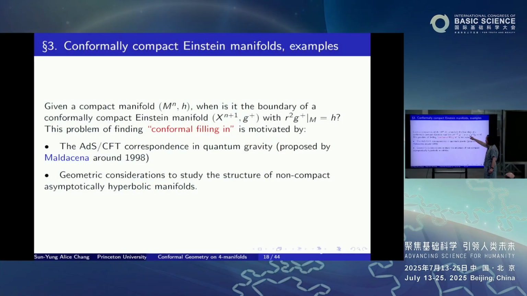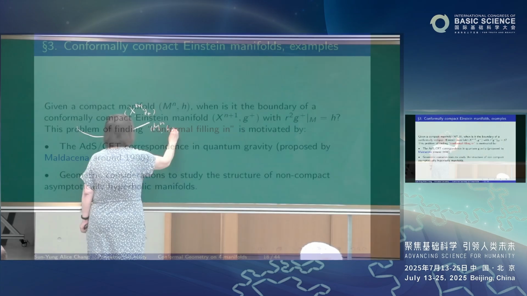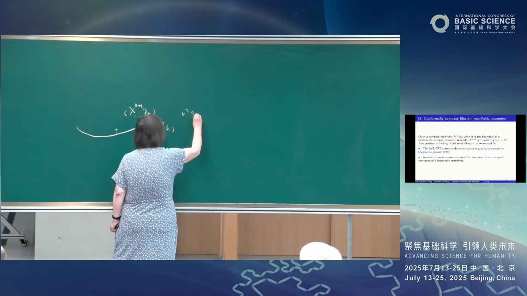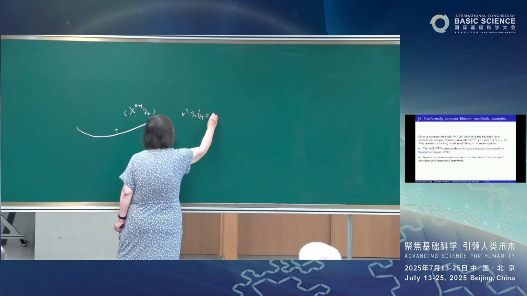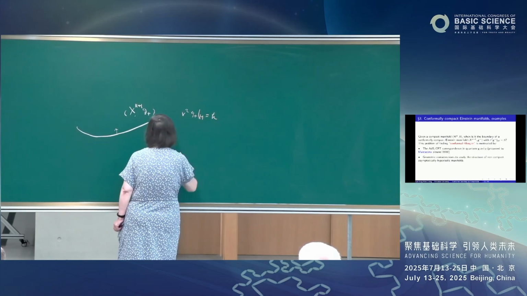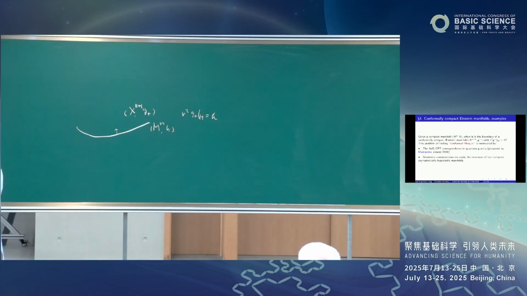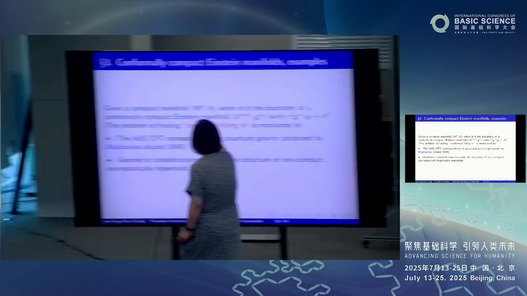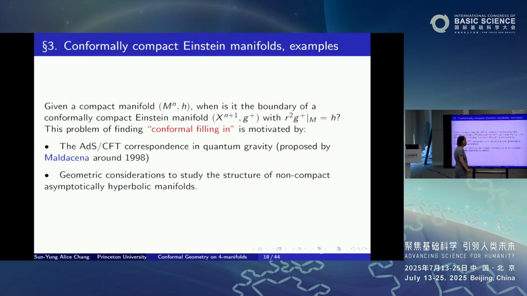And the relation is, if we look at some geodesic defining function or distance function r, then r squared g_+ restricted to M, where (M^n, h) is on the boundary, is equal to the original h. So we ask, what kind of M allows such an extension? That's the problem that comes from the AdS/CFT correspondence.